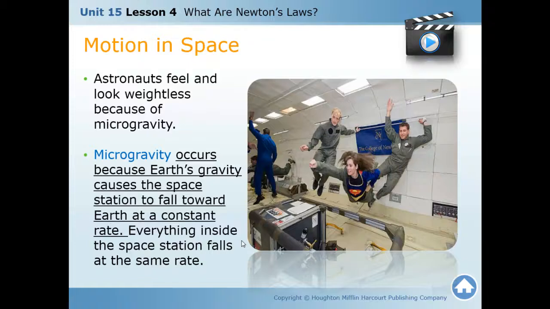Do you see? Astronauts float and look weightless because of microgravity. What do you mean by the word microgravity? Microgravity means there is a very little bit of gravity, because Earth's gravity causes the space station to fall towards Earth at a constant rate. Everything inside the space station falls at the same rate. So when I ask you why these people act like this, it's because of very little gravity in space. We call it microgravity.